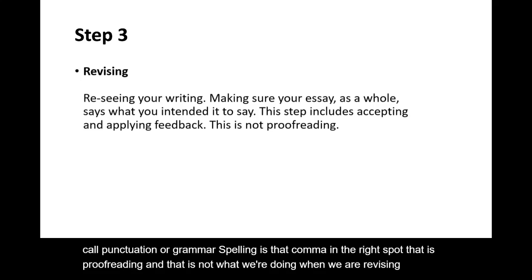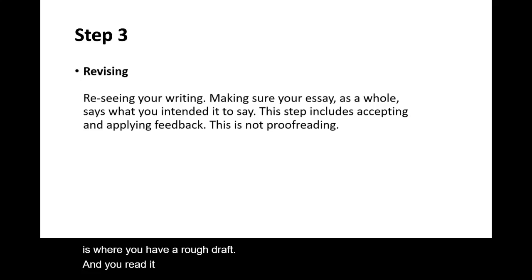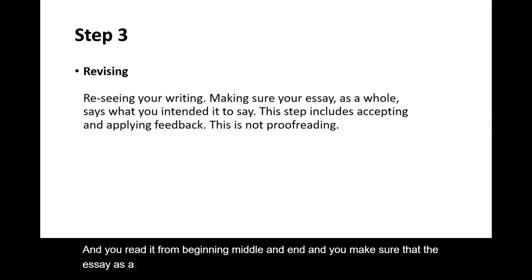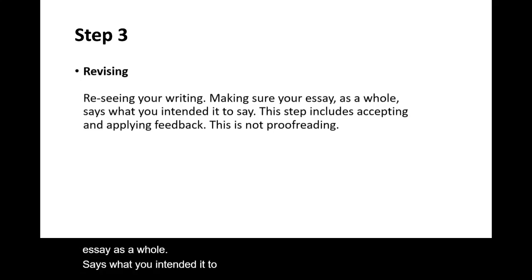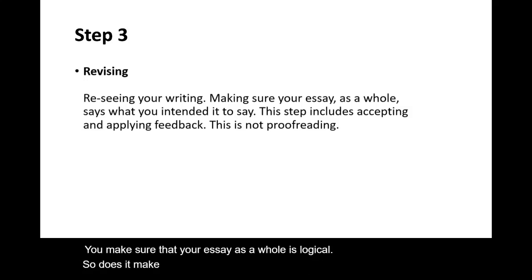Revising is where you have a rough draft and you read it from beginning, middle, and end, and you make sure that the essay as a whole says what you intended it to say in the way you intended it to say it. You make sure that your essay as a whole is logical. So, does it make sense to the reader?